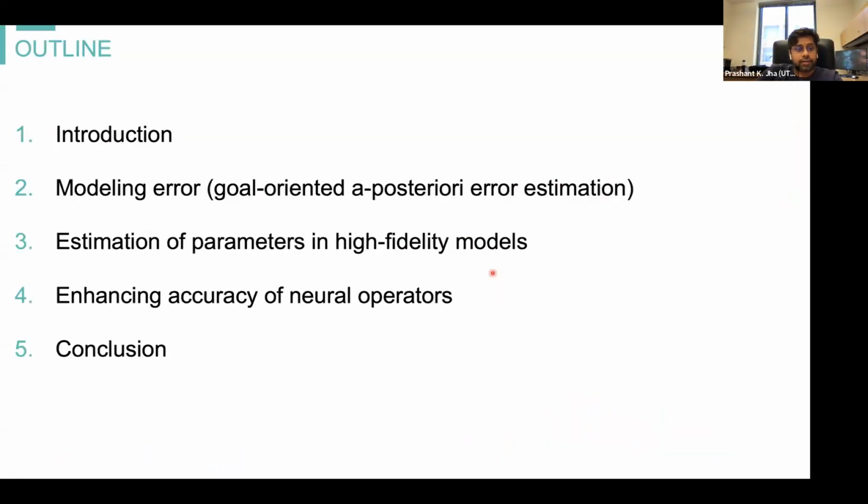Here is a quick outline. We'll first look at the overall goal of this talk and what kind of problems we are interested in. Then I'll talk about the motivation of this work, which goes to our work on modeling error that started with goal-oriented a posteriori error estimation. I'll briefly talk about that because it sets the foundation of the corrector approach. Then we'll look at goal-oriented a posteriori error estimation in estimation of parameters in a PDE model. And from there, we'll talk about how to use that approach in enhancing the accuracy of neural operators.